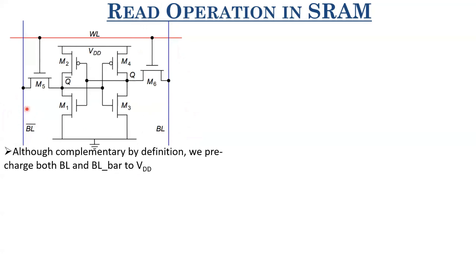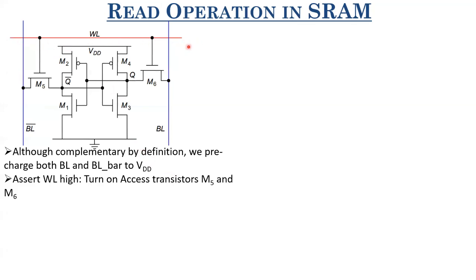Then what we do initially in the read operation is, with the help of this pre-charge circuitry, which is on the top, we pre-charge BL and BL bar. The capacitances present at BL and BL bar, we pre-charge them to VDD. Regardless of them being complement of each other, we precharge them to VDD. Now what we do is we assert word line high. Now what happens when we assert word line high?